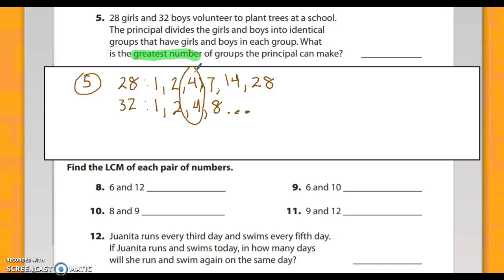So it's not just 4 though, because the question doesn't say just identify the greatest common factor. It says what is the greatest number of groups the principal can make. The principal can make 4 groups. So when you're given a word problem, make sure you answer using at least a word. Okay? All right, let us move on.